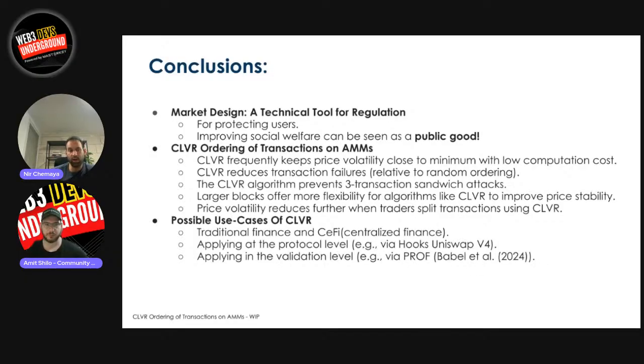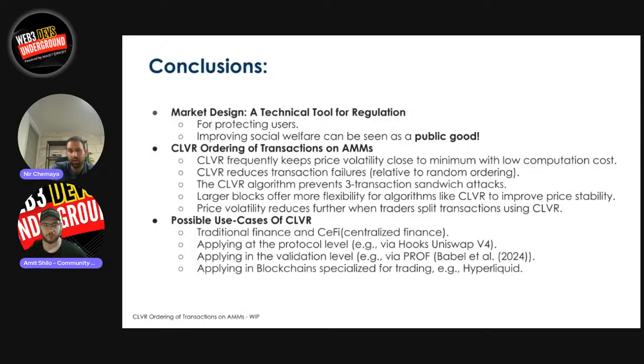Another way to think about it is that there are more and more papers that push that can be a kind of validation rule that validators need to commit to, and one of them can be Clever. So a validator that wants to build a new block will get a set of pending transactions and must order them using Clever. This is more in the consensus layer.